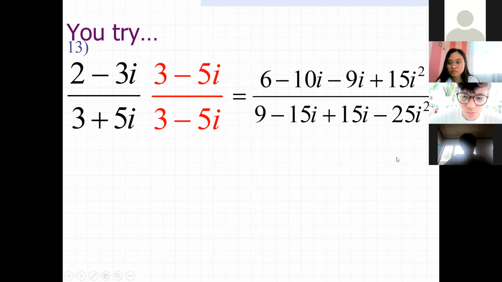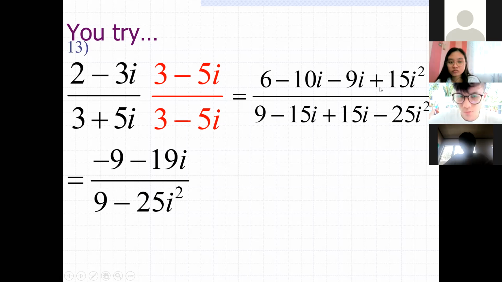So we have 6 as the result of 2 times 3. 2 times negative 5i is negative 10i. Negative 3i times 3 is negative 9i. And negative 3i times negative 5i is positive 15i squared. Simplify the numerator. Negative 15 times negative 1 is positive 15, plus 6 is 21... rather, as shown, negative 10i minus 9i is negative 19i, and then the denominator, simplify it as well.